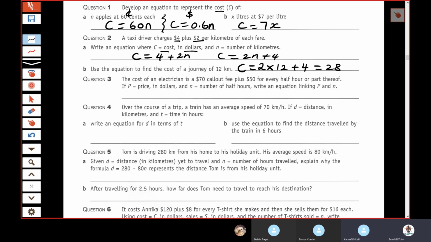Okay, let's see how we go with this one then. Karina, let's stay with me with this one. The cost of an electrician is a $70 call-out fee plus $50 for every half hour or part thereof. If P equals price in dollars and N equals number of half hours, write an equation linking P and N. So how much would you pay this person? The price would be $70 call-out fee plus $50 for every half hour. What do you reckon?